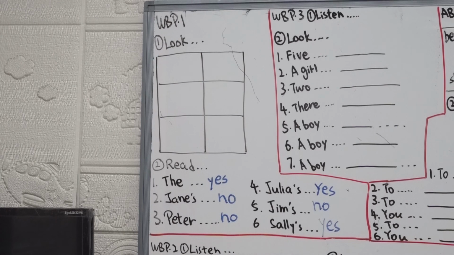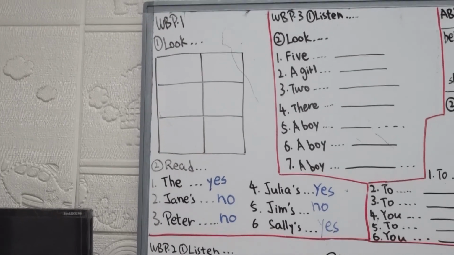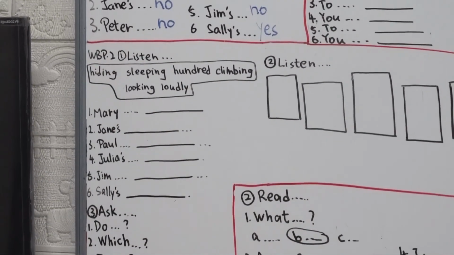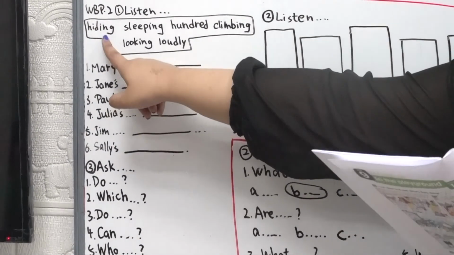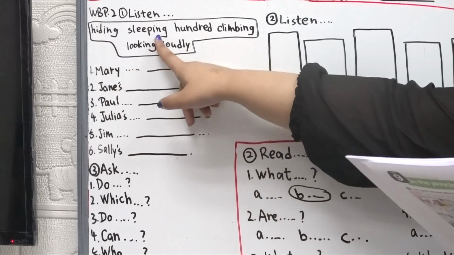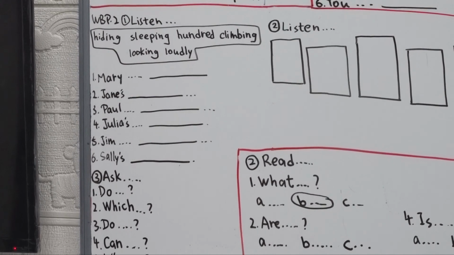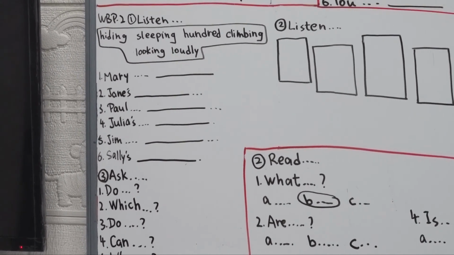Now let's move on to page 2. Page 2 for you is listen again and say the correct words. Do you know how to read the words in the yellow box? Let's read. Hiding. Sleeping. 100.